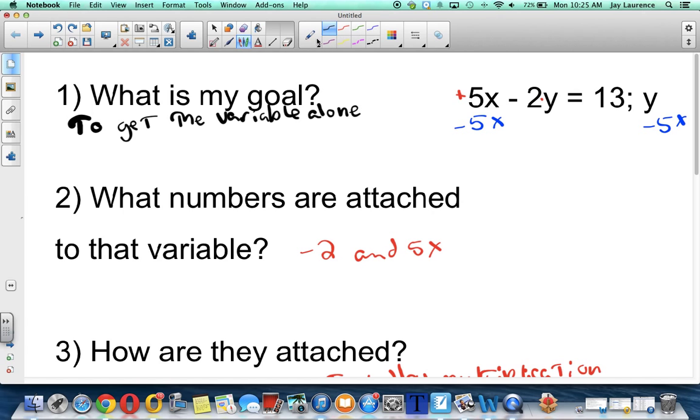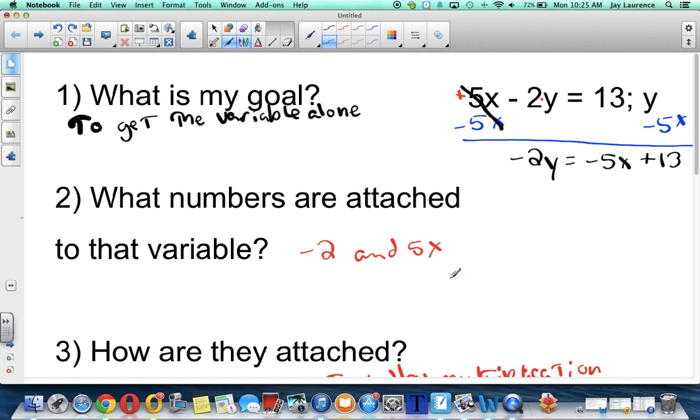All right. Let's try that again. Calligraphic pen. There we go. Draw the line. Okay. So these will cancel, leaving me a -2y. And on the right-hand side, I'm going to have a -5x plus 13.